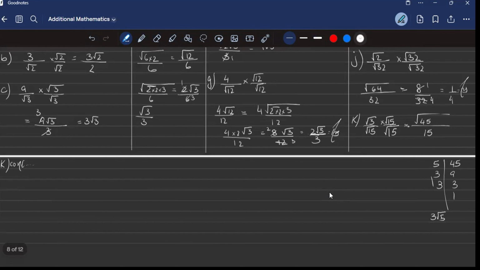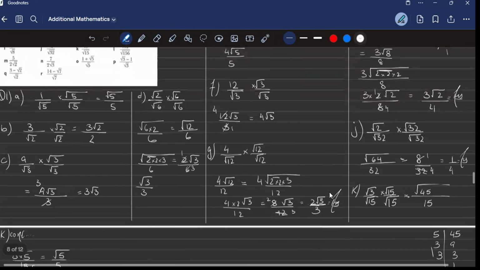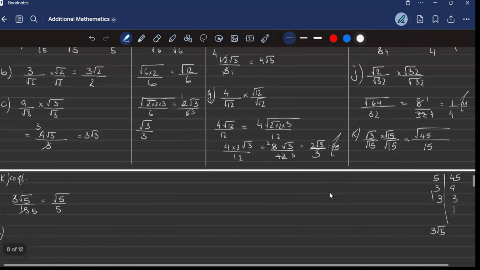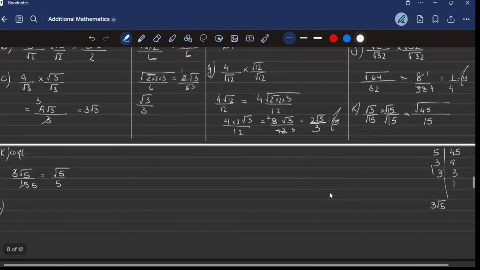So 3 under root 5 divided by 15. That would simplify to 3 ones are 3, 3 fives are 15. That would be under root 5 divided by 5, and that's it for part K. For part L, we have under root 12 divided by under root 156.